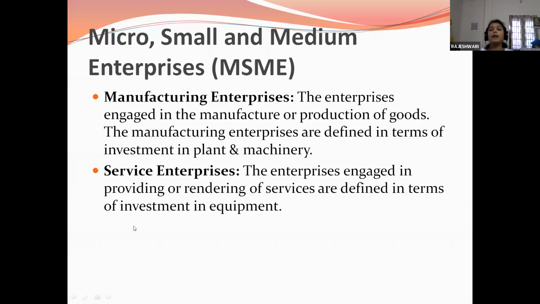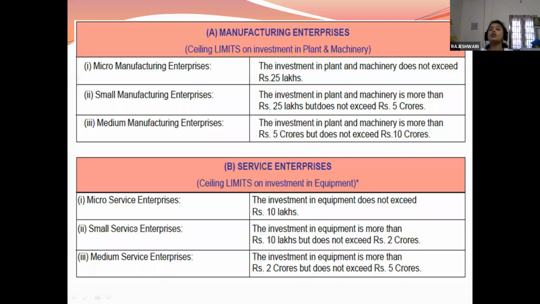So these are all the manufacturing enterprises and service enterprises. This is micro level, small manufacturing, and medium manufacturing enterprises. And service enterprises also have micro level, small level, as well as medium level. That means it depends upon the financial investment. So micro manufacturing means investment in plant and machinery does not exceed 25 lakhs.